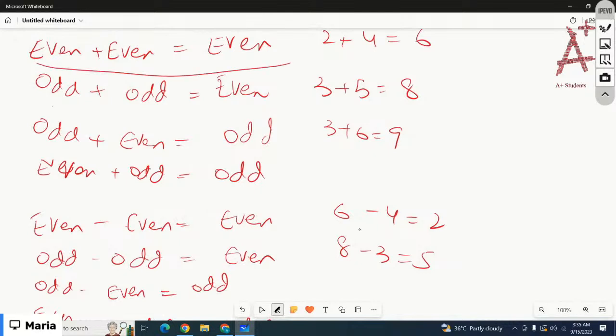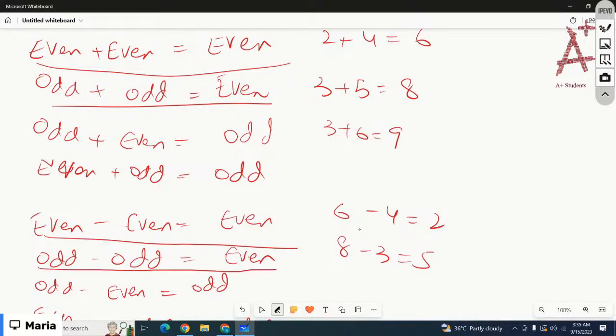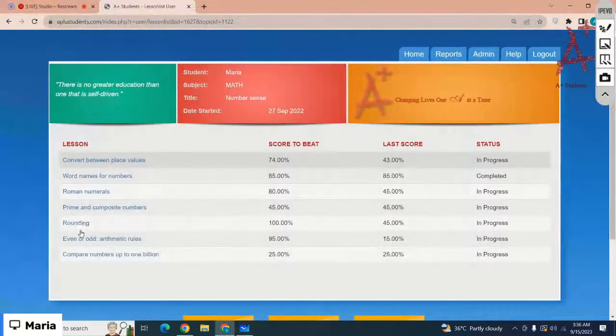You can see here, you're subtracting two even numbers, the answer is even. You're subtracting two odd numbers, the answer is even, right? That means if both the numbers are the same, like they are even, the answer must be even. Let's just start with the practice questions from the lesson.